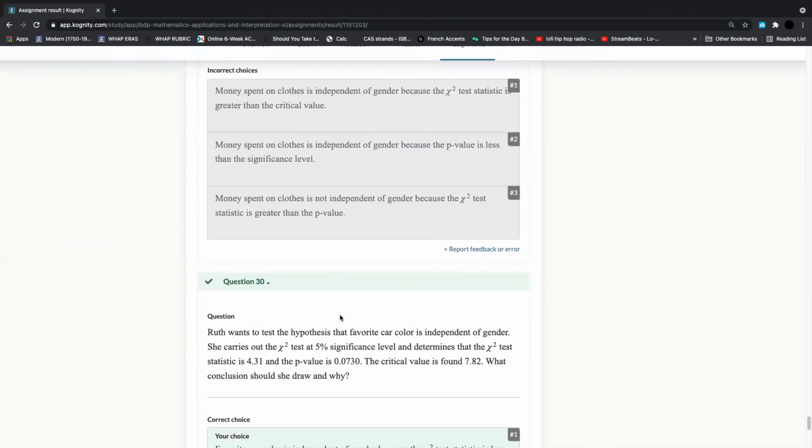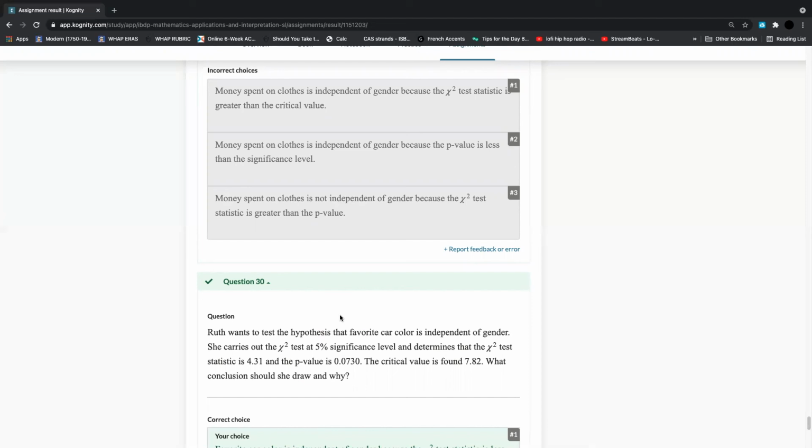Okay, so let's do the same thing as we did last time. Let's write down that the p-value is 0.0730, right? And then what? The significance level is 5%. So the p-value is actually greater than the significance level because 0.07 is greater than 0.05. So based off that alone, we know that we have to accept null for what it is, and we cannot reject.